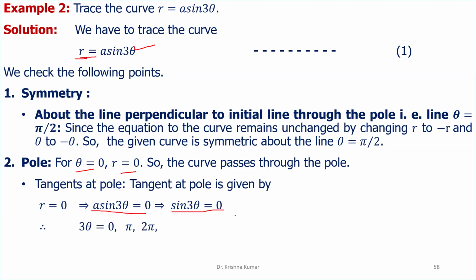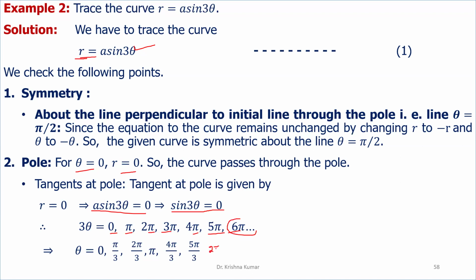And we know that sine theta is 0 when theta is 0, pi, 2 pi, 3 pi, 4 pi, 5 pi, 6 pi, and so on. So the value of theta is 0, pi by 3, 2 pi by 3, pi, 4 pi by 3, 5 pi by 3, and 6 pi by 3 is nothing but 2 pi. We won't consider 2 pi because 2 pi is nothing but 0. So how many tangents do we have? 1, 2, 3, 4, 5, 6. There are 6 tangents over here.